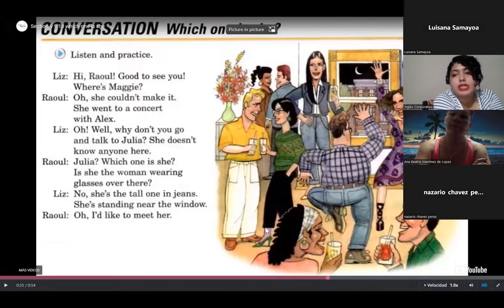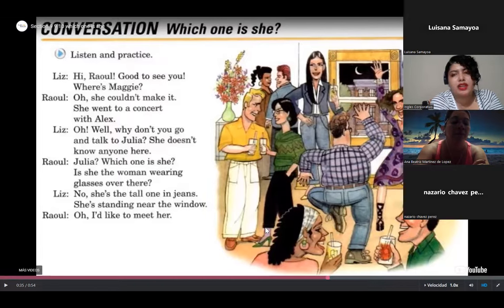Good to see you. Where is Maggie? Oh, she couldn't make it. She went to a concert with Alex. Oh, well, why don't you go and talk to Julia? She doesn't know anyone here. Julia, which one is she? Is she the woman wearing glasses over there? No, she is the tall one in jeans.